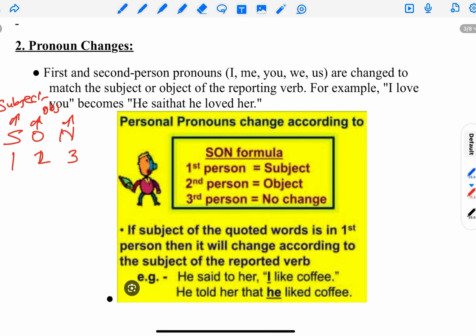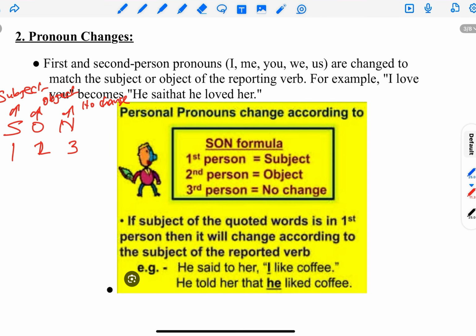Subject, object, N for no change. So we will make use of this rule to change the pronoun. For example, here you can see in the yellow box the sentence of direct speech. He said to her, "I like coffee."